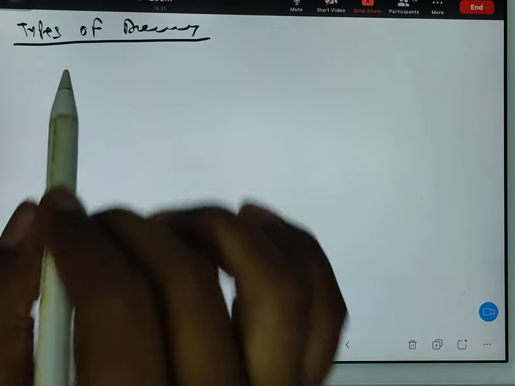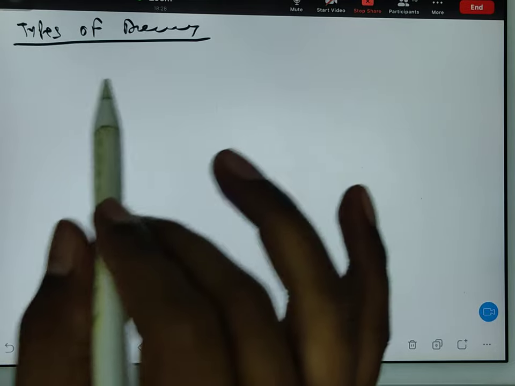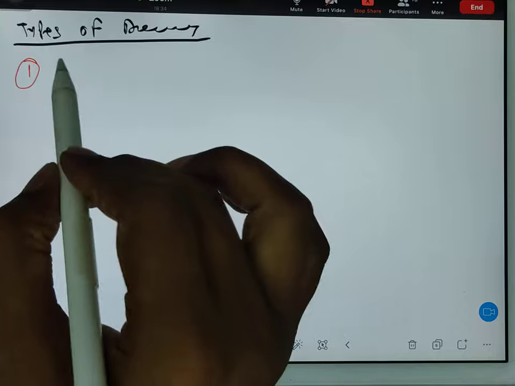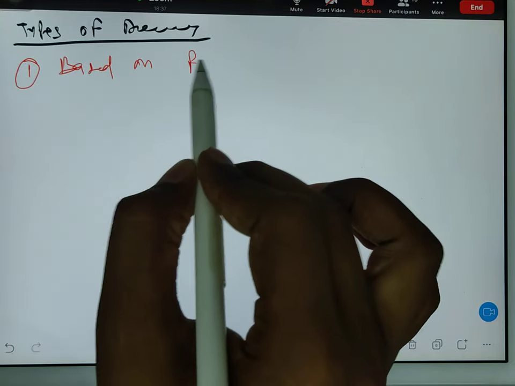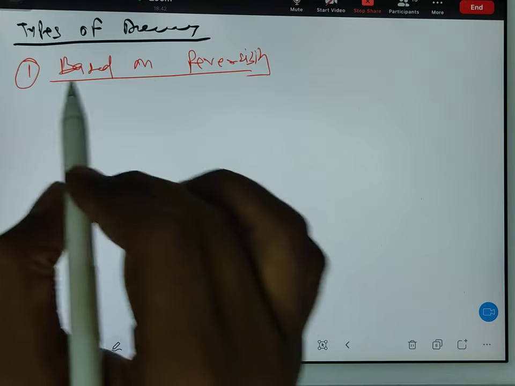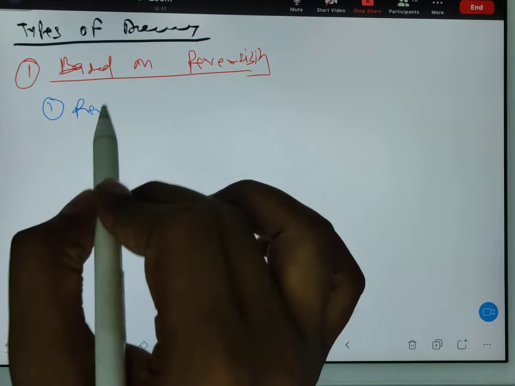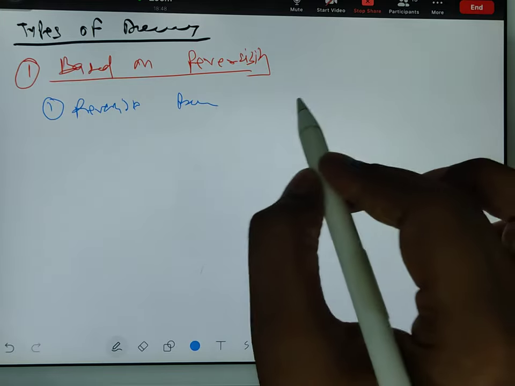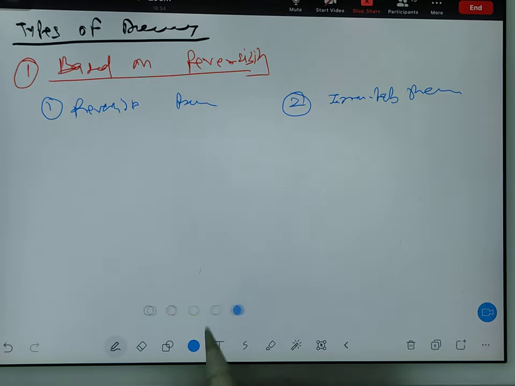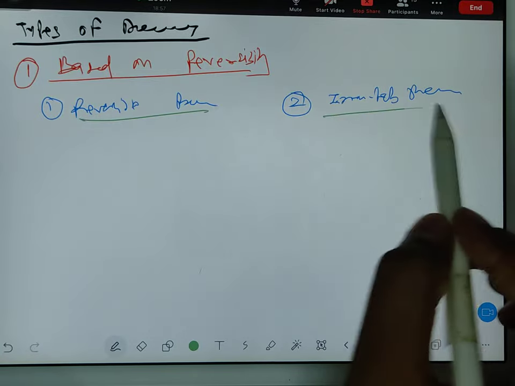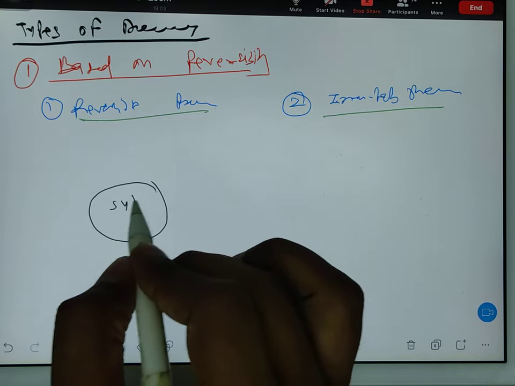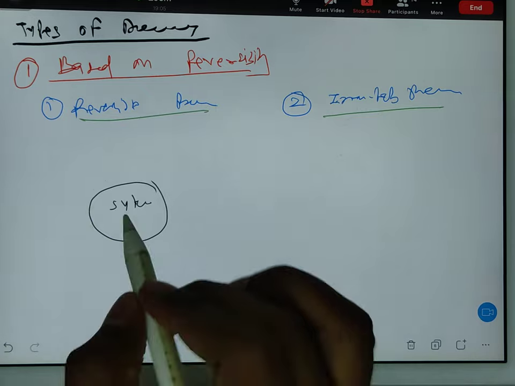Now, in the case of types of process, again our classification will be based on some features. So my first classification is based on reversibility. In this case we have two types of process. One is reversible process, and the next one is irreversible process. Now I will explain the meaning of reversible process and irreversible process. Guys, suppose we have a system and something is happening with the system.